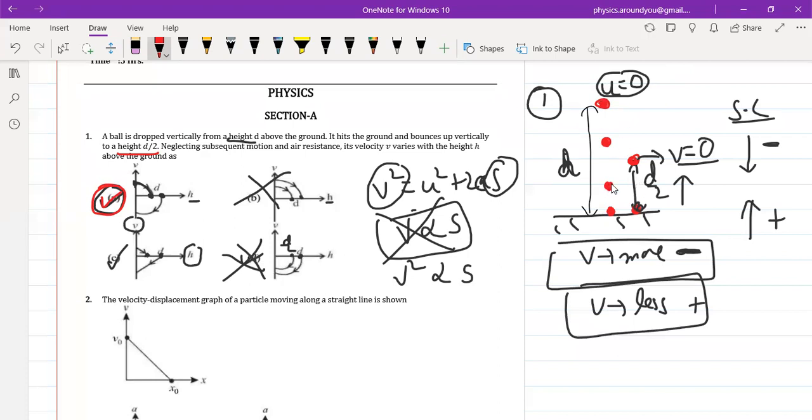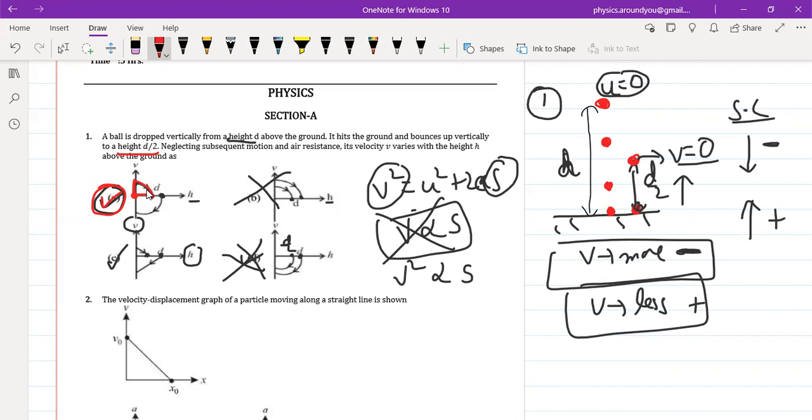The other one is the ascending phase of the ball. In the descending phase, velocity should become more and more negative, whereas in the ascending phase, it will become less and less positive. It should start as positive, but as it reaches d by 2, it should become less and less, reaching 0 over here. That is possible in a non-linear way only in the first graph, hence the first one is the answer.